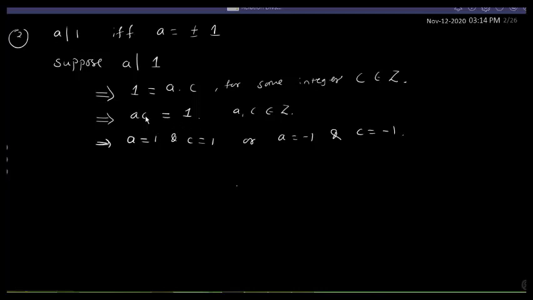A equal to 1, A into C, 1 into 1 is 1, minus 1 into minus 1 is 1. This implies that A equal to 1 or A equal to minus 1. In short notation, this can be written as A equal to plus or minus 1. So one part is over.